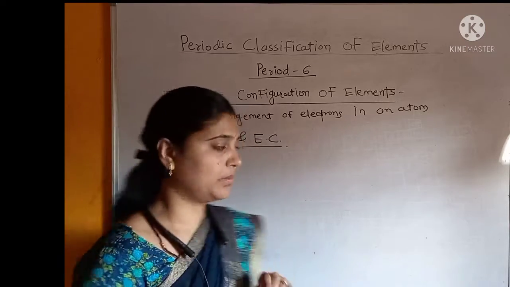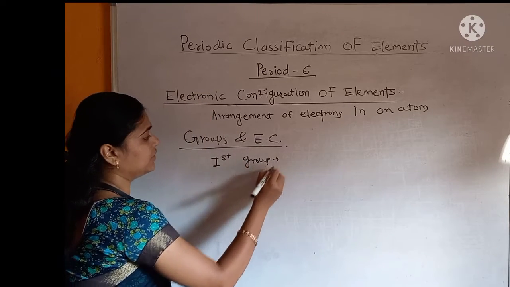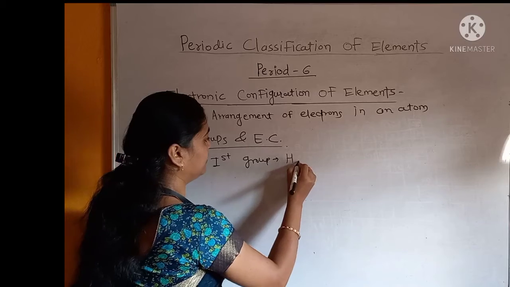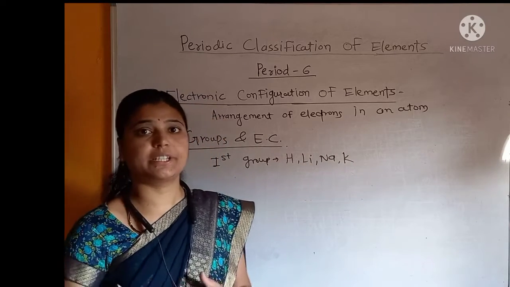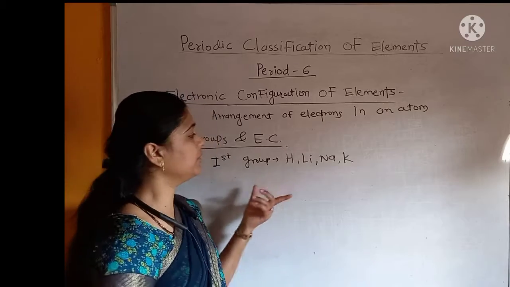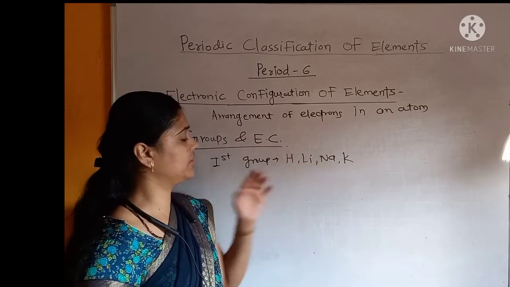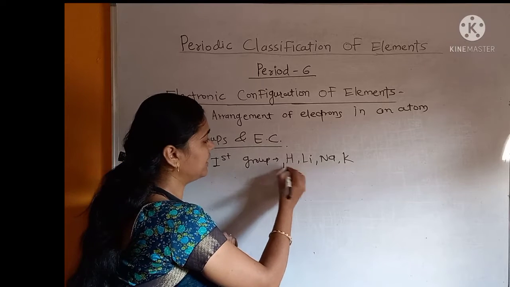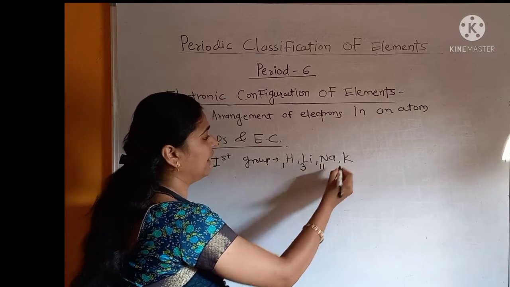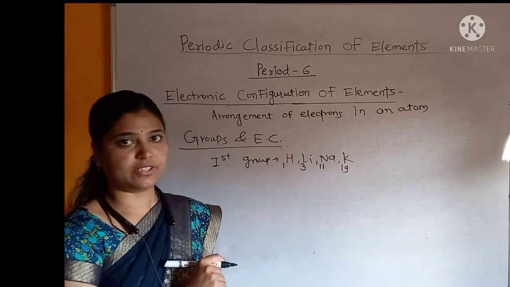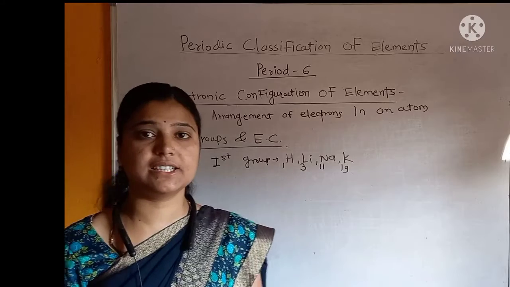Suppose the first group. Which elements are present? Hydrogen, lithium, sodium and potassium, and also rubidium and cesium, but we only take the smaller elements: hydrogen, lithium, sodium, potassium. The atomic number of hydrogen is 1, lithium is 3, sodium is 11 and potassium is 19. The valency of the first group elements is the same.